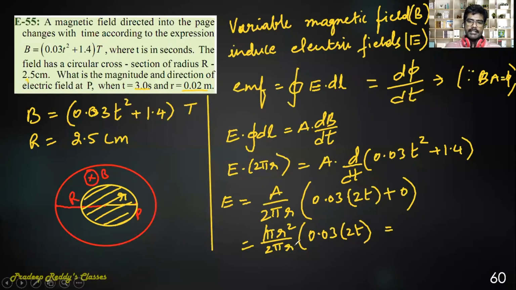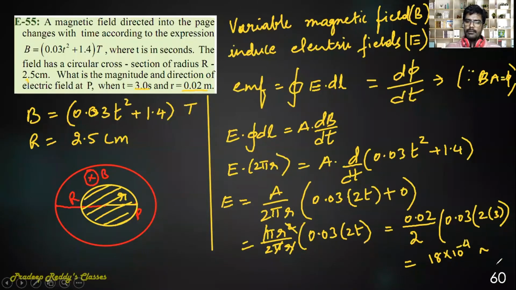This pi and pi get cancelled. This r and r get cancelled. What is r here? R is 0.02. So 0.02 divided by 2 into 0.03 into 2 times t. At what time are you supposed to calculate the electric field? At 3 seconds. So this you need to calculate. Finally, it will give you a value of 18 into 10 power minus 4 Newton per Coulomb.